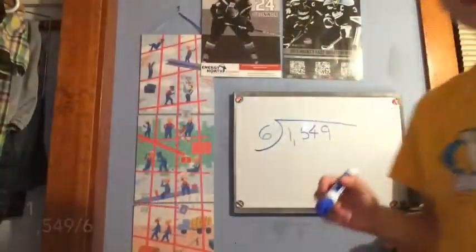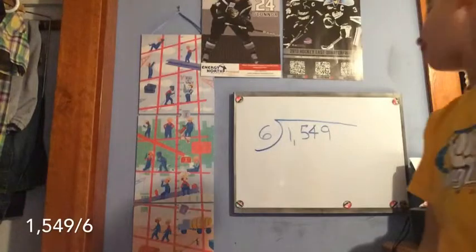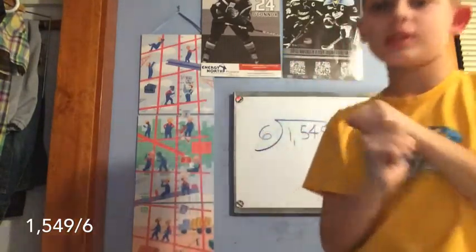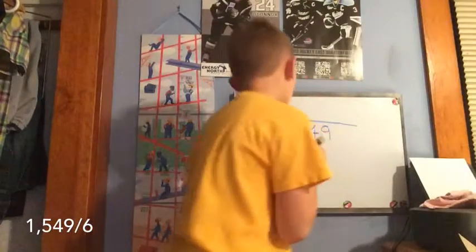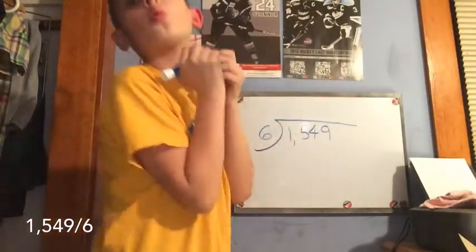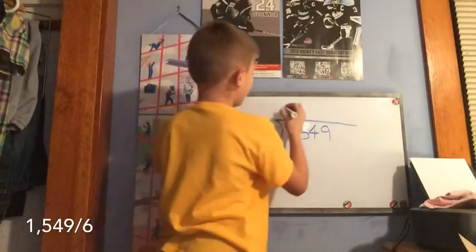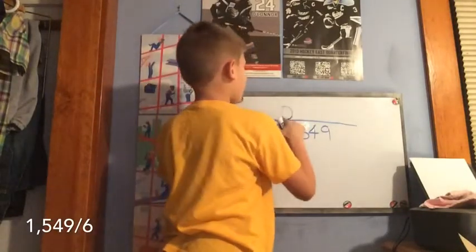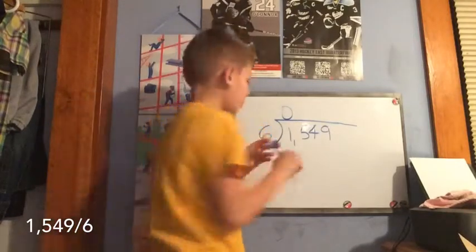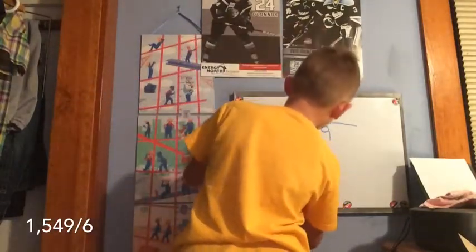This is our second one: 1,549 divided by 6. You can see it on the little screen below. That little slash means division, in case you didn't know. But let's go on. As you know, we start here. How many 6's can we put in 1? A 0. We don't have to put it there, but we know that 1 minus 0 is 1.